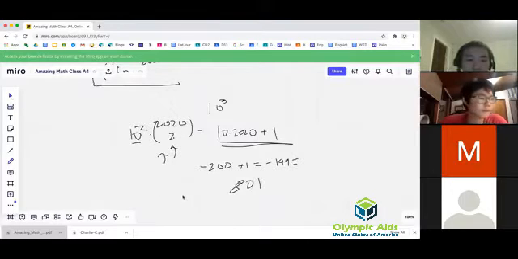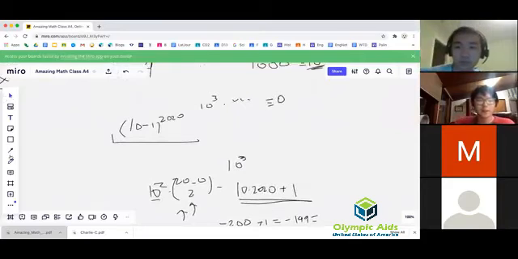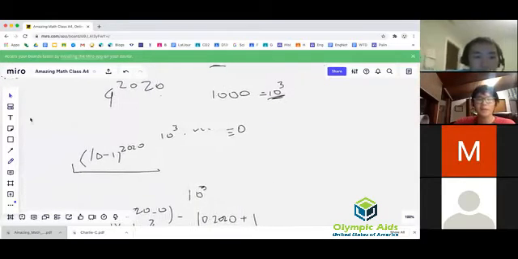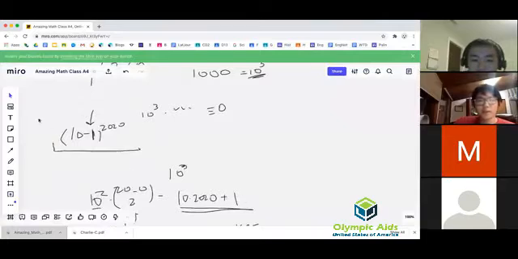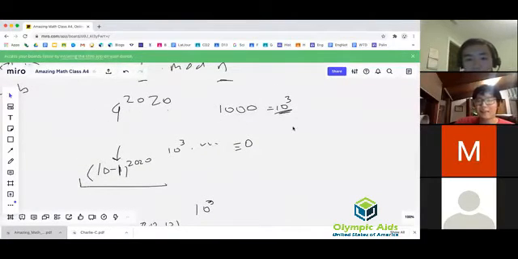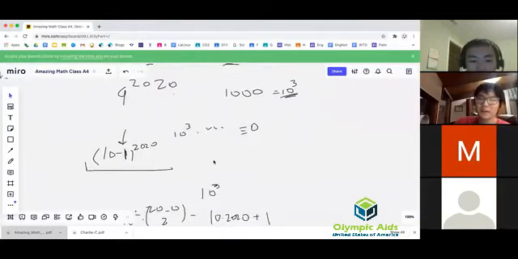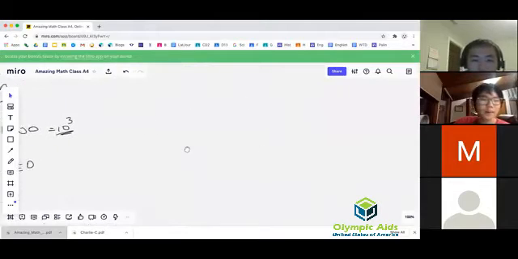Right. Okay. So the main idea here is, this is generally useful when you get a 1 here, like in the binomial expansion, because then the 1 to the 2020 just doesn't matter. So if you see 9 to the something, the last something digits of 9 to the something, then you do this, or like 11 to the something. Yeah. Okay.